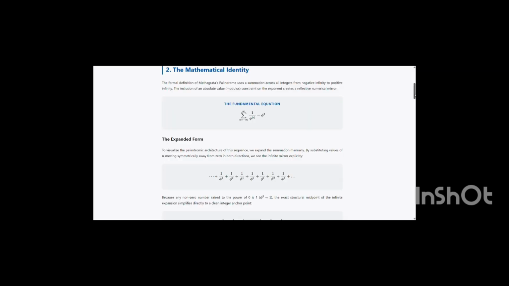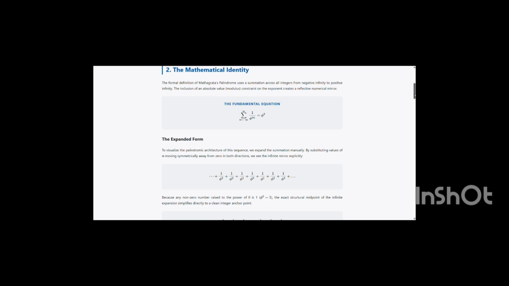Diving into the mathematical identity directly, the fundamental equation of the Mathagrata's palindrome states that the sum of 1 by phi to the power mod n, where n extends from minus infinity to infinity, equals phi to the power 3. So what does this look like in expanded form? To visualize the palindromic architecture of the sequence, we expand the summation manually.